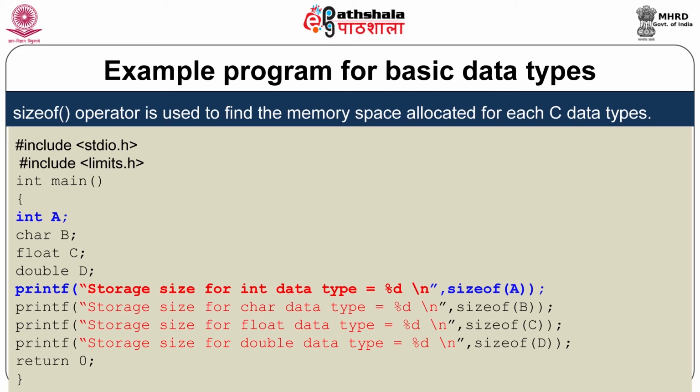The sizeof operator is used to find the memory space allocated for each C data type. In this program, you can see there are 4 different data types used, like integer a, character b, float c.